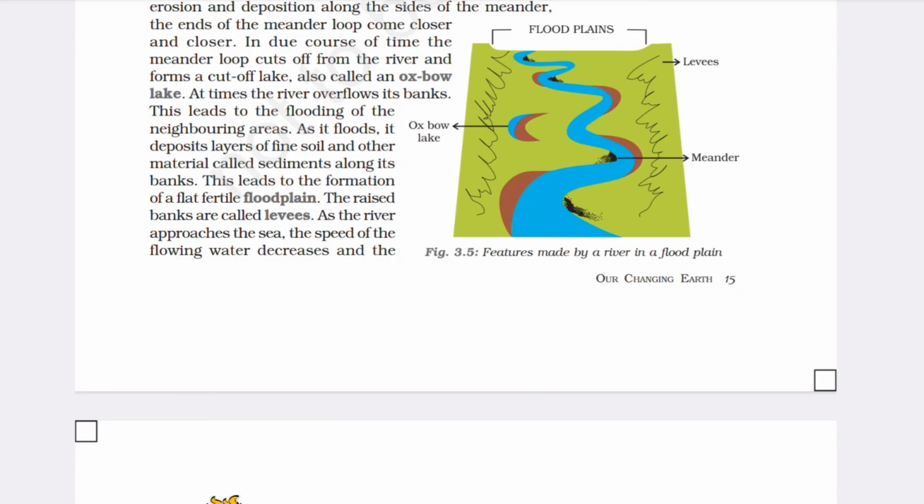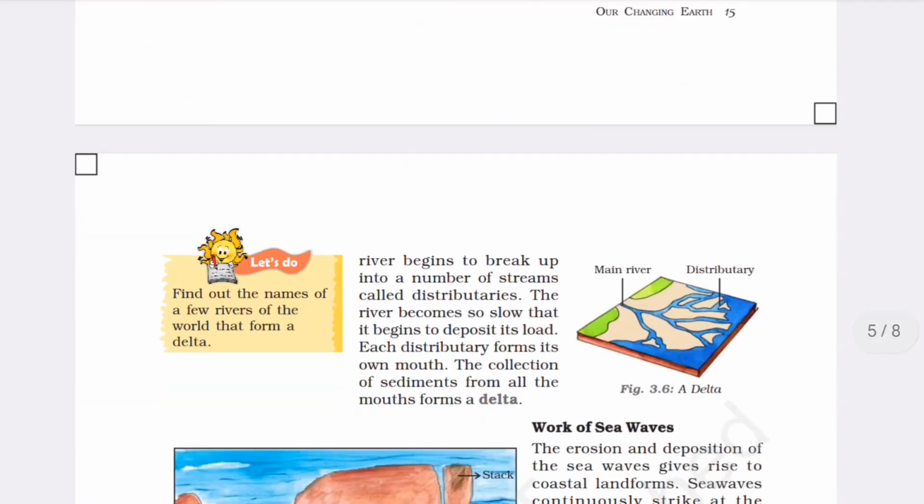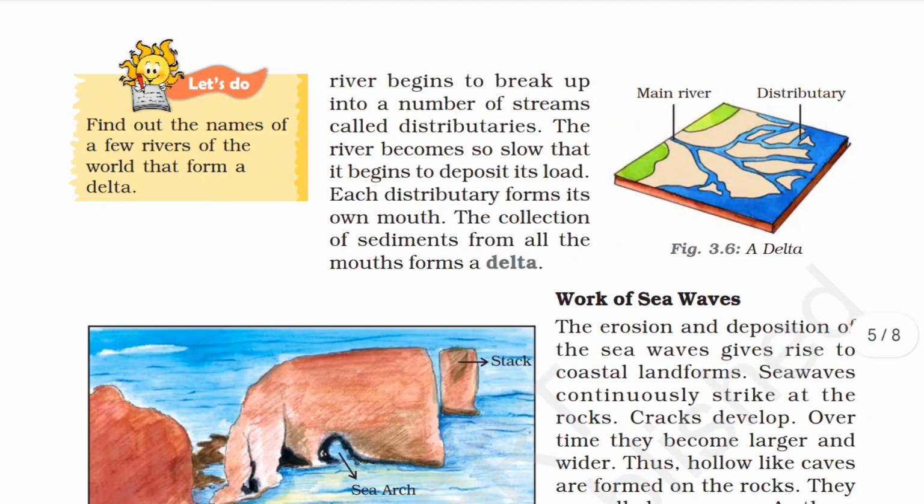As a river approaches the sea, the speed of the flowing water decreases and the river begins to break up into a number of streams called distributaries. The river becomes so slow that it begins to deposit its load. Each distributary forms its own mouth. The collection of sediment from all the mouths forms a delta.